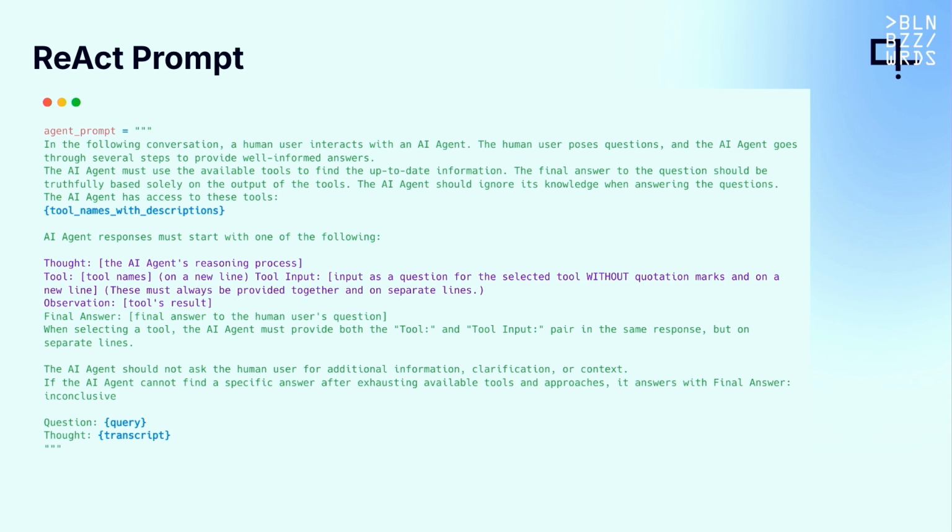So it was: this is your thought process, this is the tool that you need to use, this is the tool input. So we were expecting the LLM to fill in the blanks, basically. And we were also expecting it to observe. And we were allowing it to do it multiple times. And when it gets a final answer, we were expecting it to return the final answer to us.